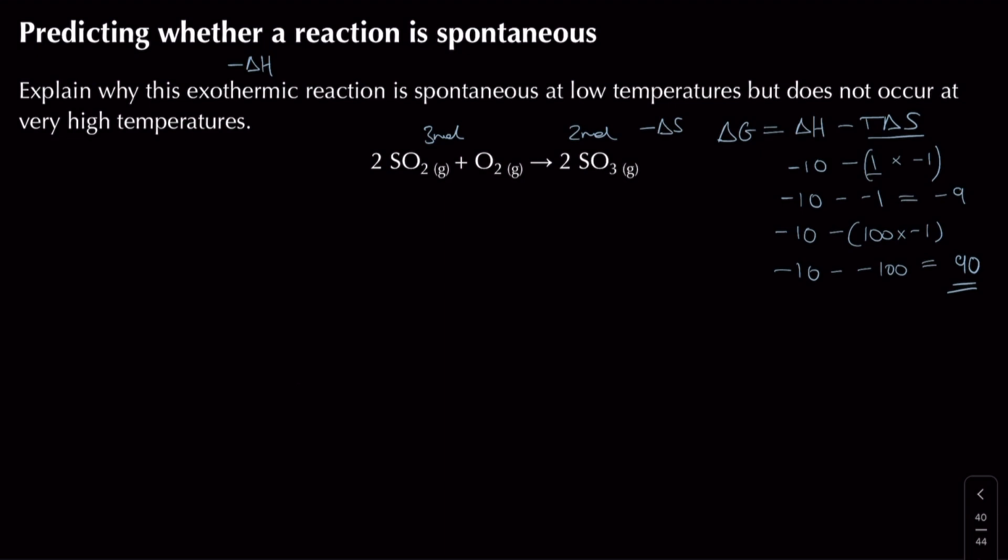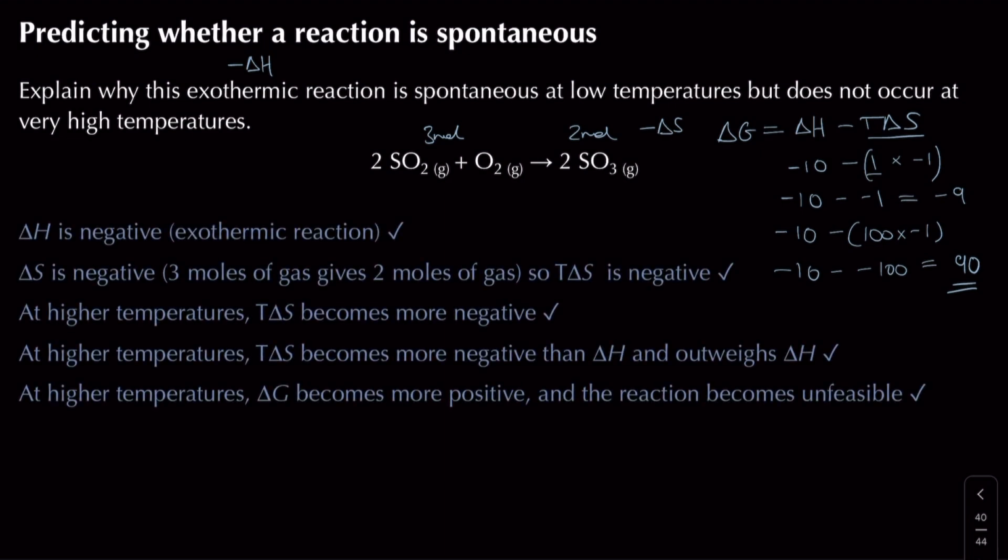Now, what about if I were to explain this in the exam, because the mark schemes vary every single year and they want something different every single year? Well, here's how you can get the marks every single time. This is what you need to be able to say. First of all, delta H is going to be negative. Why? Because you've got an exothermic reaction. Delta S is also going to be negative. Why? Because you've got 3 moles of gas forming 2 moles of gas. Now, what does that mean in terms of T delta S? Well, that's also going to be negative.